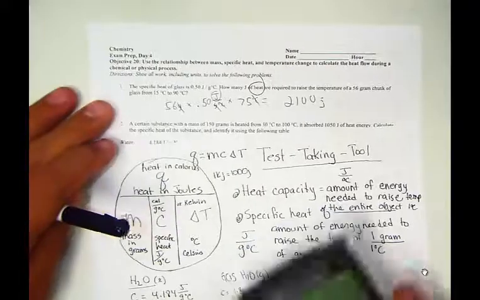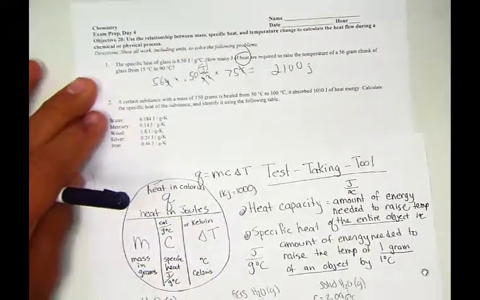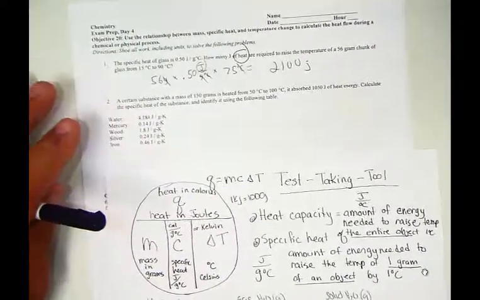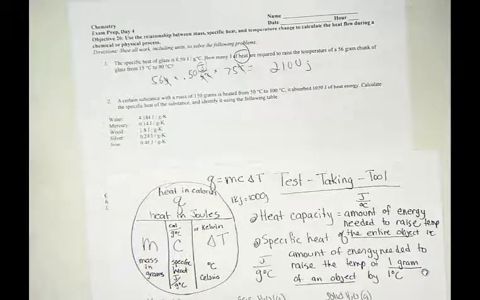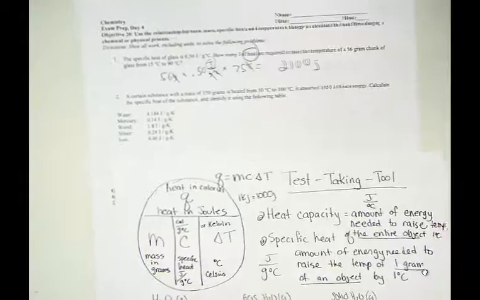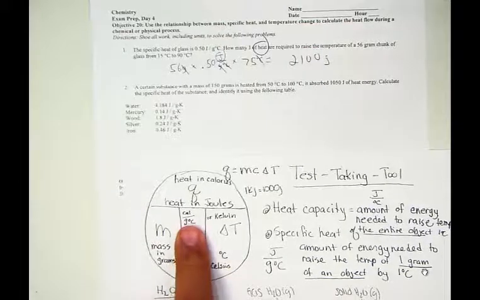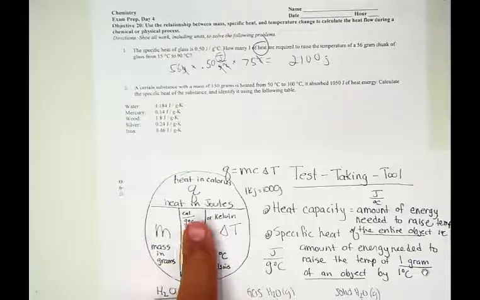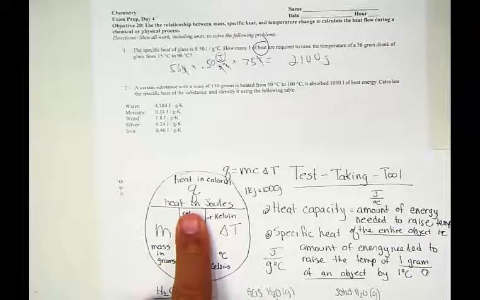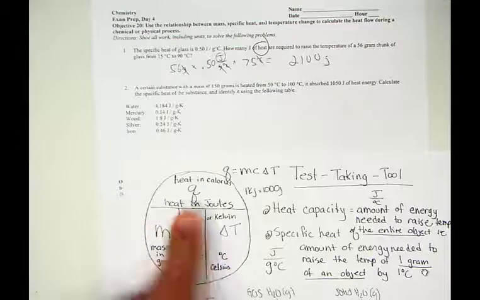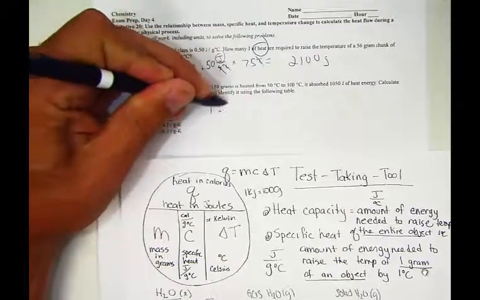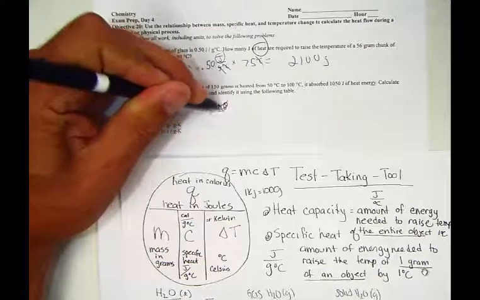2100 joules. A certain substance, apparently we're trying to figure that out, with a mass of 150 grams, is heated from 50 to 100. It absorbs 1050 joules of heat. Calculate the specific heat of the substance and identify it using the following table. So what I need to do on this one is figure out a specific heat. And if I cover up the C, or the specific heat symbol, I put Q, which is heat, on top, and mass and change in temperature on the bottom. 150 grams. No, that's not what I want. I need the heat.